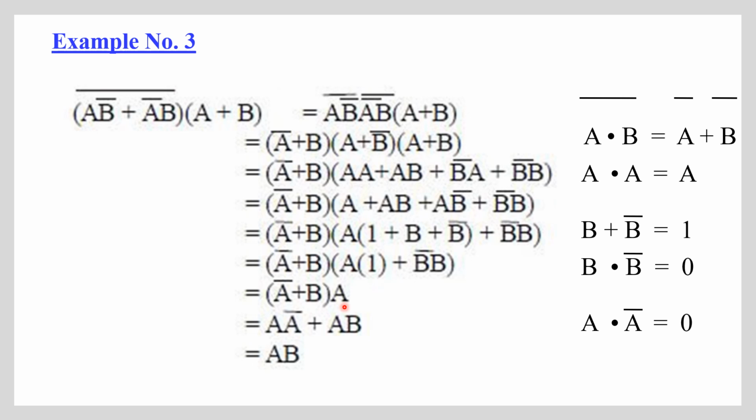Now again we will multiply this a with this bracket. So a bar and a is 0, and a b is ab. A bar a is 0. Similarly a bar a is 0. So what we get? ab. So by the given equation we have simplified. Clear?